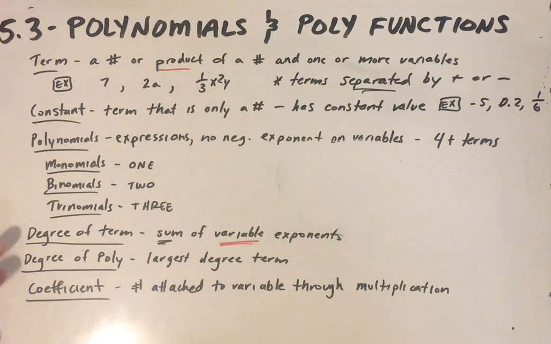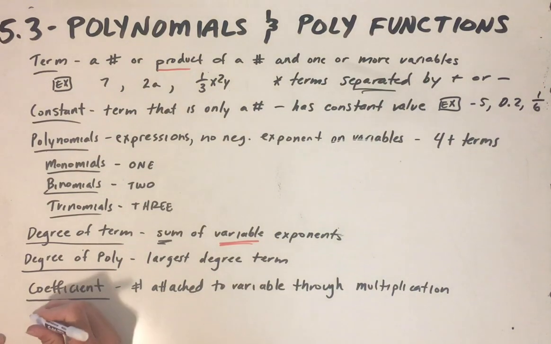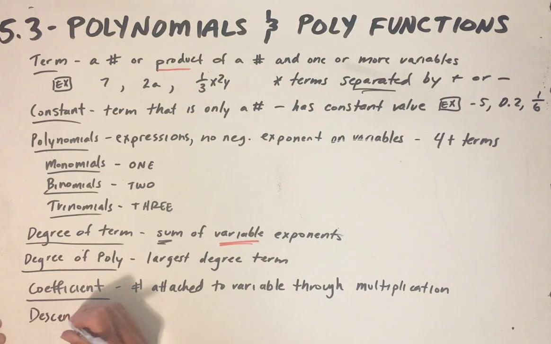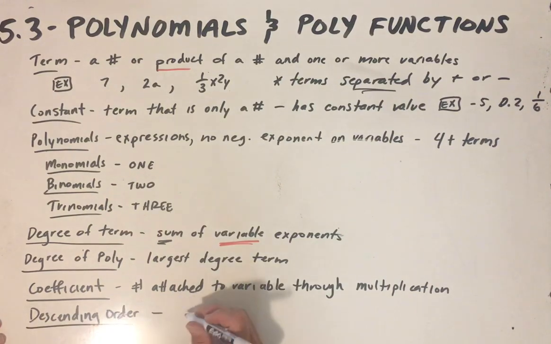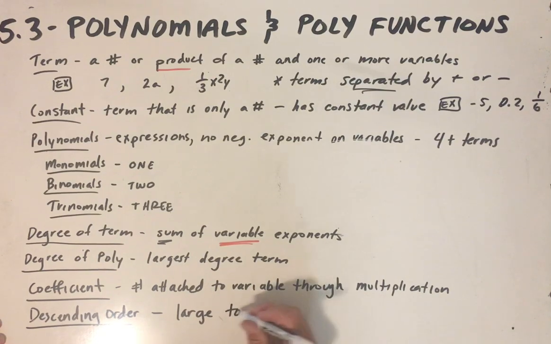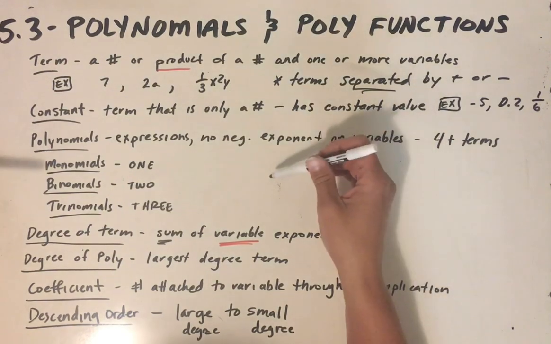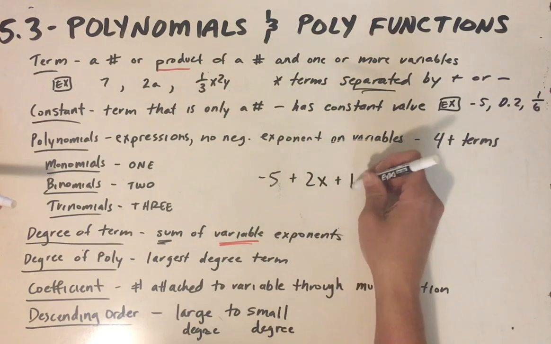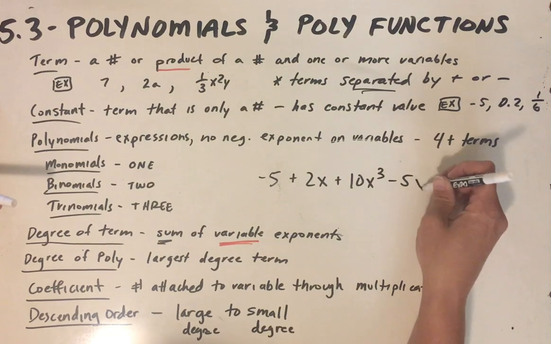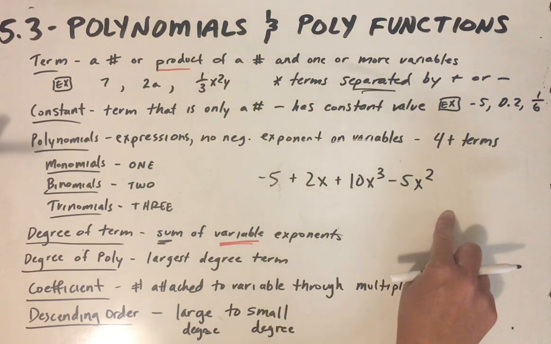Well, now that we can tell the degree of a term, polynomials should be written in what's called descending order. Descending means from largest to smallest. So large to small is what descending means. But large to small what? Well, we're going to go from the largest degree to the smallest degree when we're writing a polynomial. So the one that I had written before was something like this. This polynomial is not in descending order.